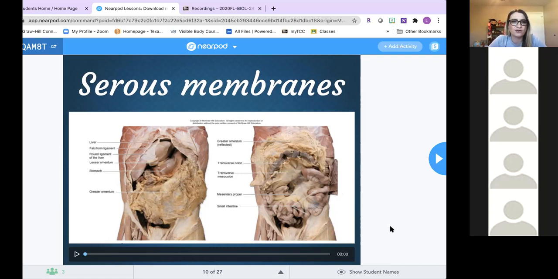Okay, the greater omentum here, this is the one that is kind of fatty. We also know it as a fatty apron, and it's literally like a flap of membrane full of fat that covers and protects your intestines. And you can lift it and kind of fold it up. That's why we call it an apron. Okay, so that's our serous membranes. So know which ones they are.